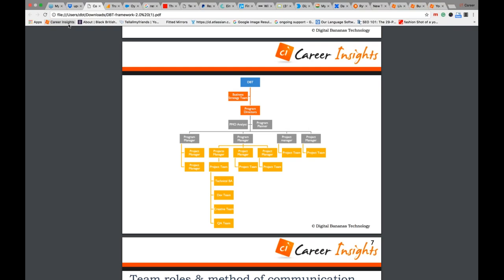Then a program manager will be responsible for managing the project managers, and the project manager will be responsible for managing the implementation of each and every one of his projects, as you can see. And the project manager has a project team, which will include the technical BAs, the dev team, the creative team, and the quality assurance team. I hope that makes sense.